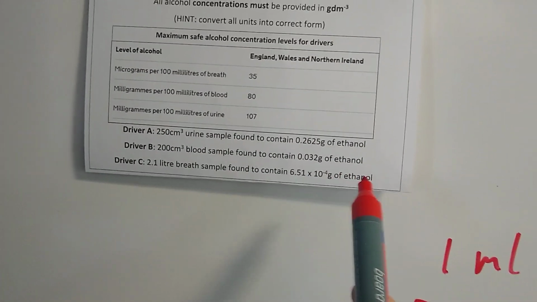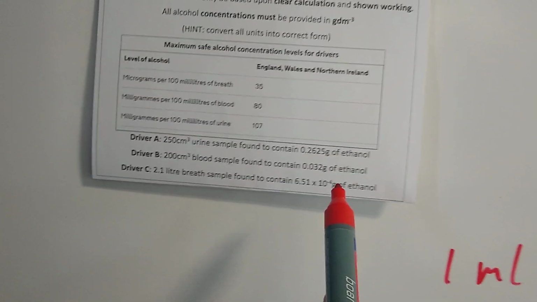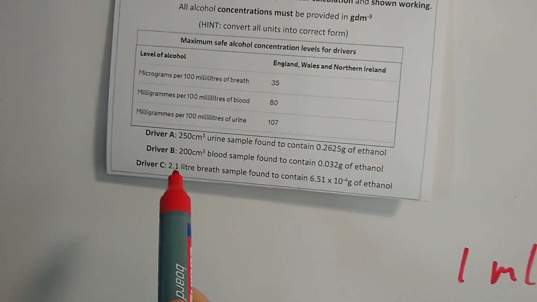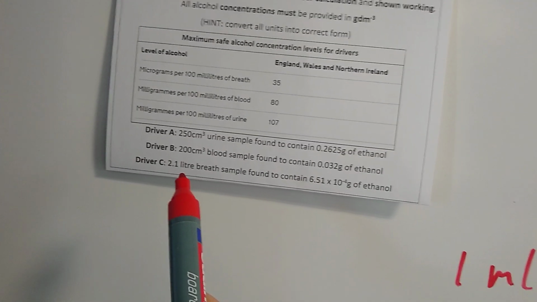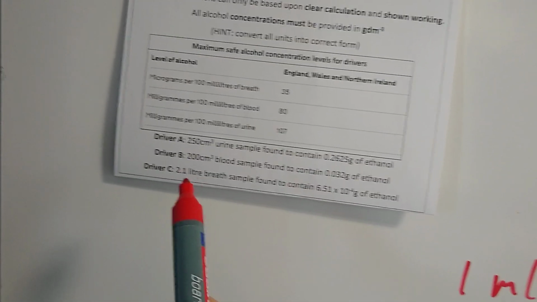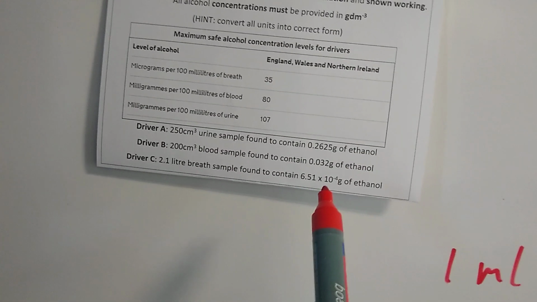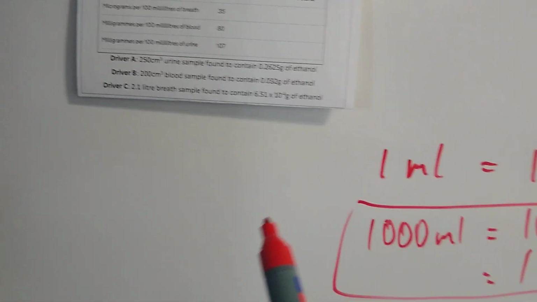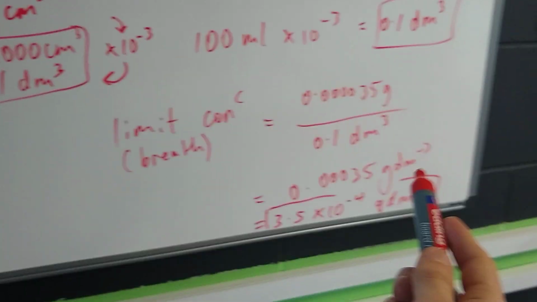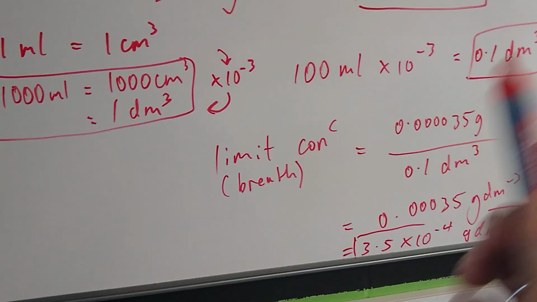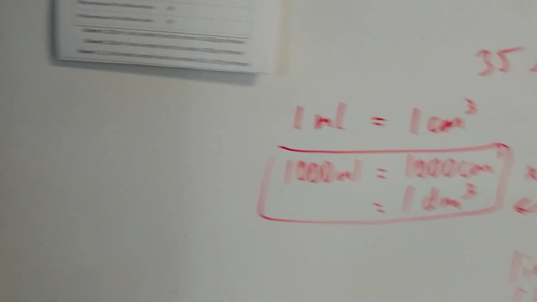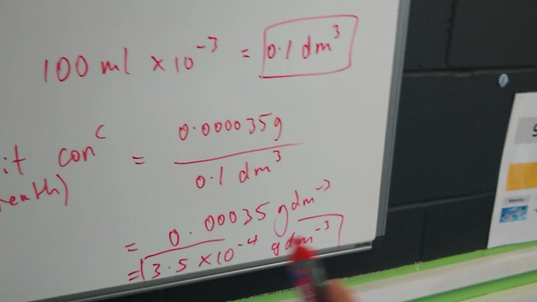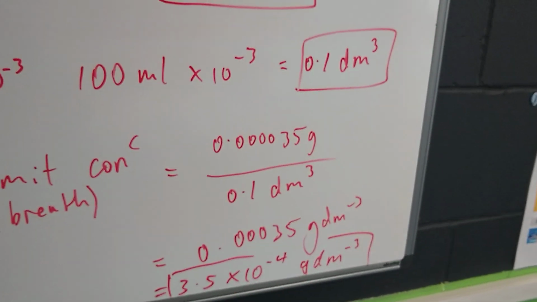So you need to use this mass and this volume. So your calculation would be 6.51 times 10 to the minus 4 divided by 2.1, because 2.1 litres is the same as 2.1 decimeters cubed. So that is going to give you an answer. If that answer is above this limit, the driver is over the limit. If the calculation we get here for driver C is below this limit, they are under the limit and therefore they do not need to be prosecuted.